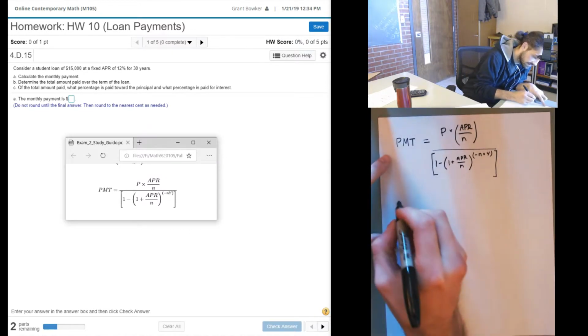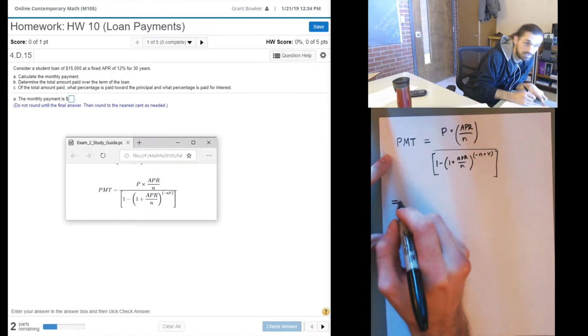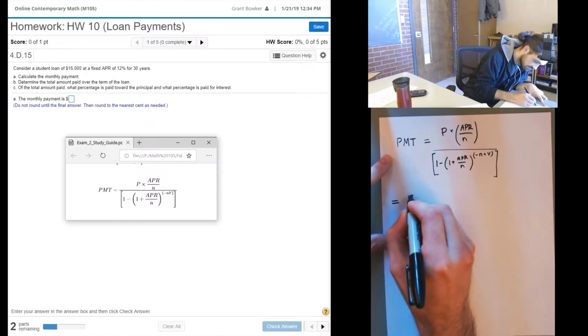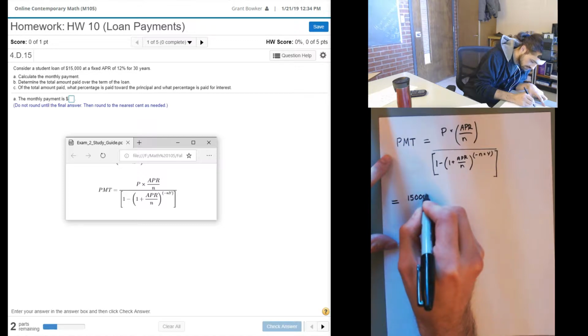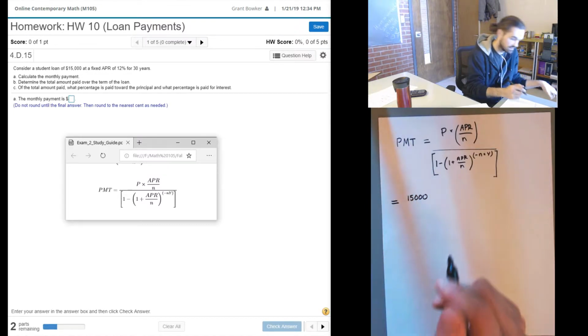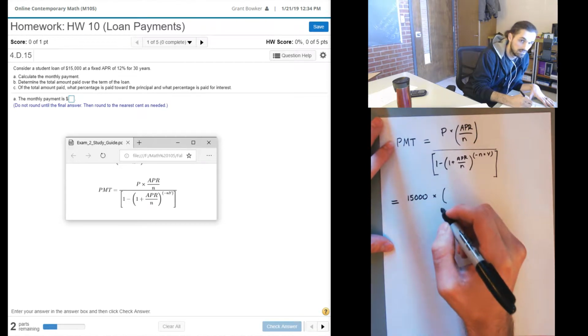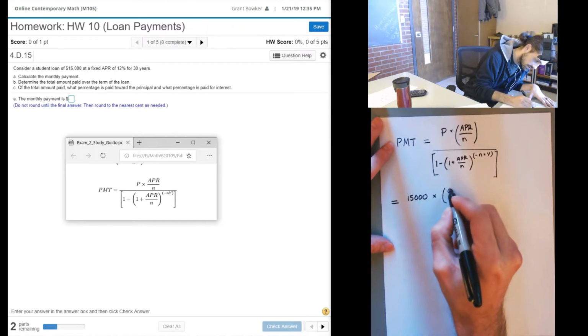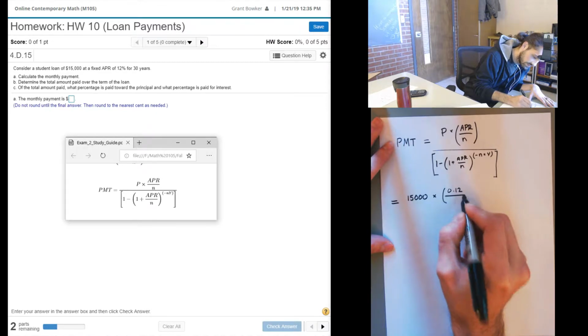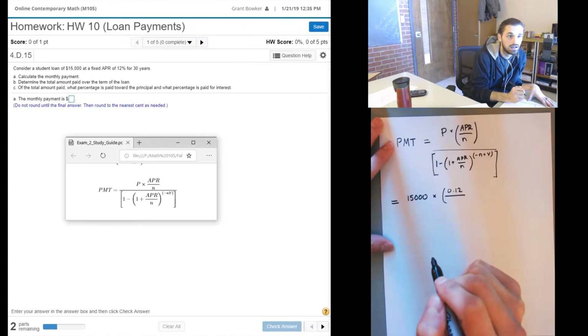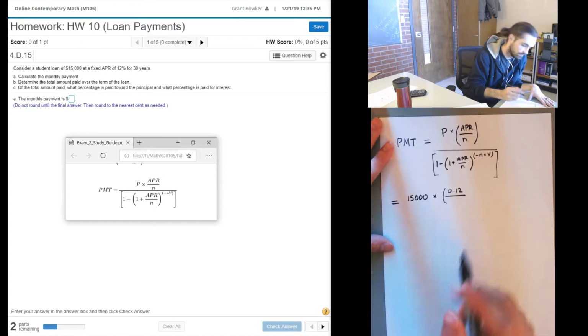So let's go ahead and fill in our equation. This is going to look like 15,000 times the fixed interest rate of 12%, well, that's 0.12, divided by N. Consider a student loan, 15,000, fixed APR 12% for 30 years. Calculate the monthly payment. Okay, so N.